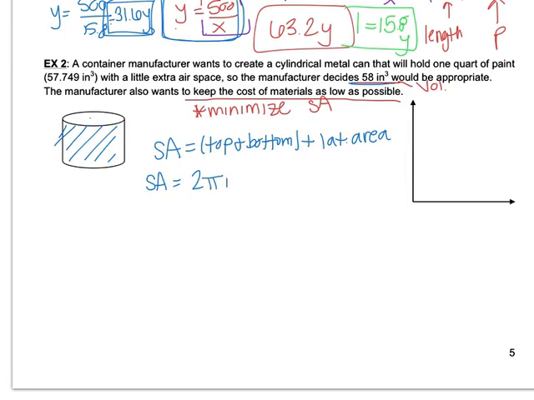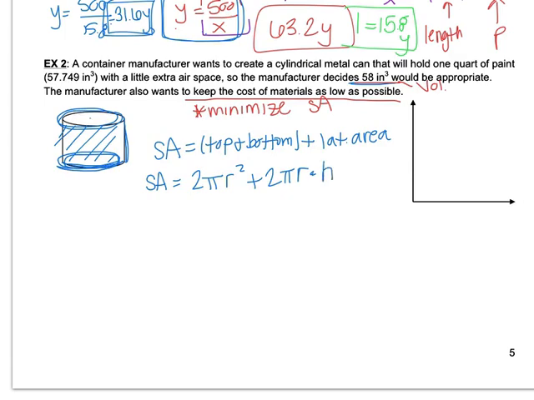So 2 pi r squared. That's the area of the top and bottom. We also need the lateral area, which would be the base of this, or you can think of it as the distance around, that's circumference. So if you think back to the formula for circumference of a circle, that is just 2 pi r. So that would be the length of the base, and then times the height. So that would be 2 pi r times the height.